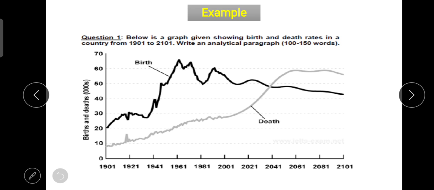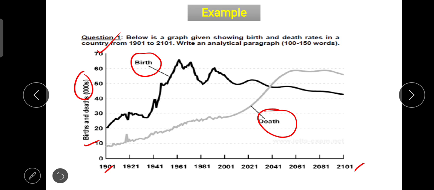So let's see. X-axis and Y-axis. We need to study it very carefully because the data is related to birth rate and death rate. That is clear. So one thing is clear. Second is the birth and death rates. They are given in thousands. So starting from 10,000, 20,000 and up to 70,000. The data begins from 1901 and it goes on up to 2101 as it is mentioned in the question itself. So our introduction is clear now.